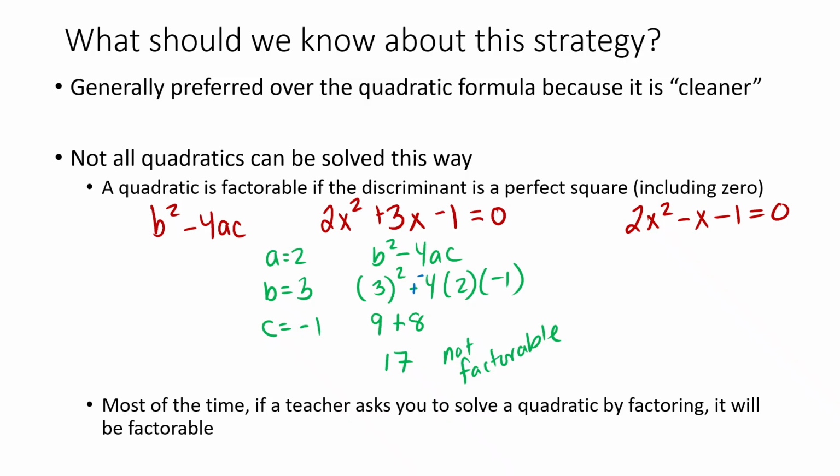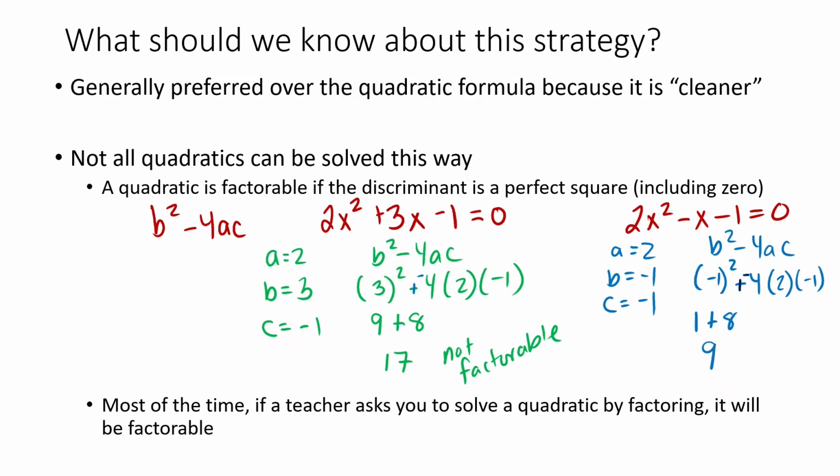Now this one here, though, I've got a is equal to 2, b is equal to -1, and c is equal to -1. So for this one, if I plug this in, we have b squared minus 4 times 2 times -1. I'm going to do the same thing. I'm going to change that minus to plus negative. -1 squared is 1, and then -4 times 2 is -8, and -8 times -1 is +8, and then 1 plus 8 is 9, and that is a perfect square, so this one is factorable.